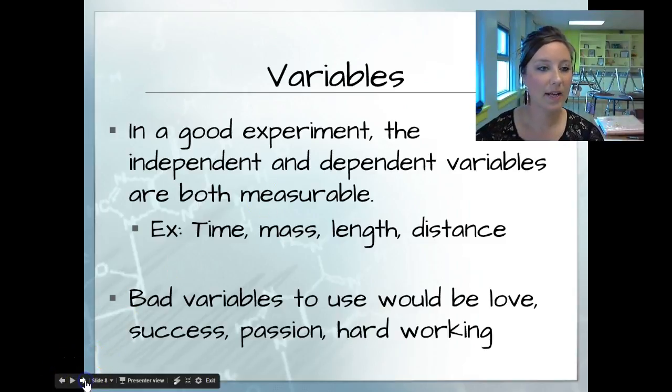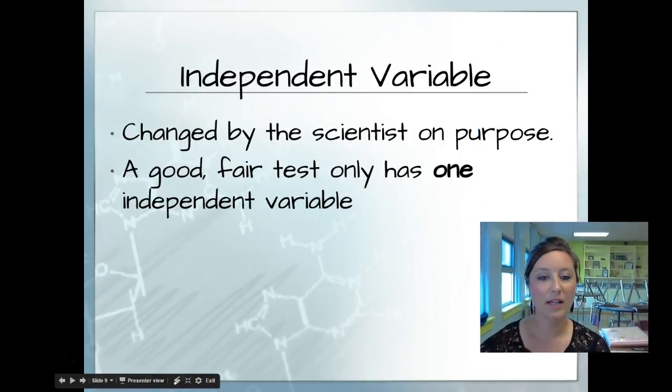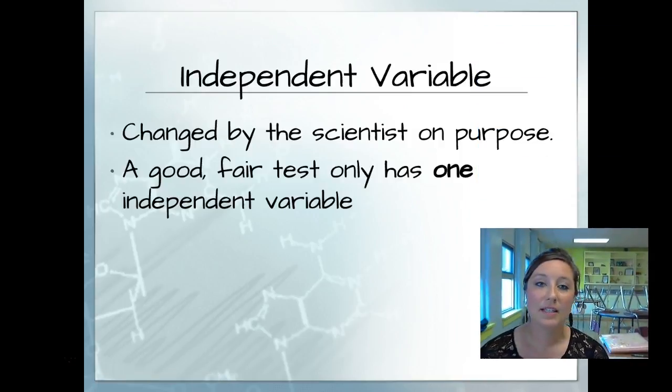So let's go ahead then. I mentioned the independent and dependent variables. Let's talk about what those are. The independent variable is the variable that's changed by the scientist on purpose. So a good, fair test only has one independent variable. Go ahead and pause your video if you need to take notes, but I'm going to continue on.